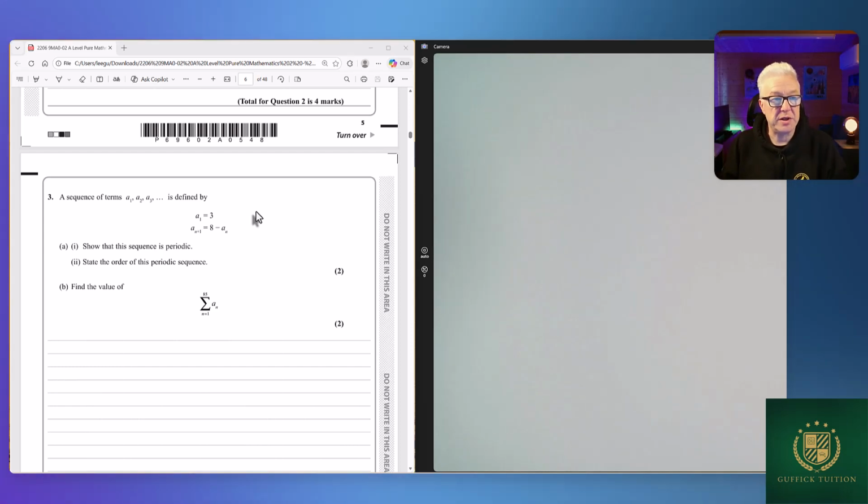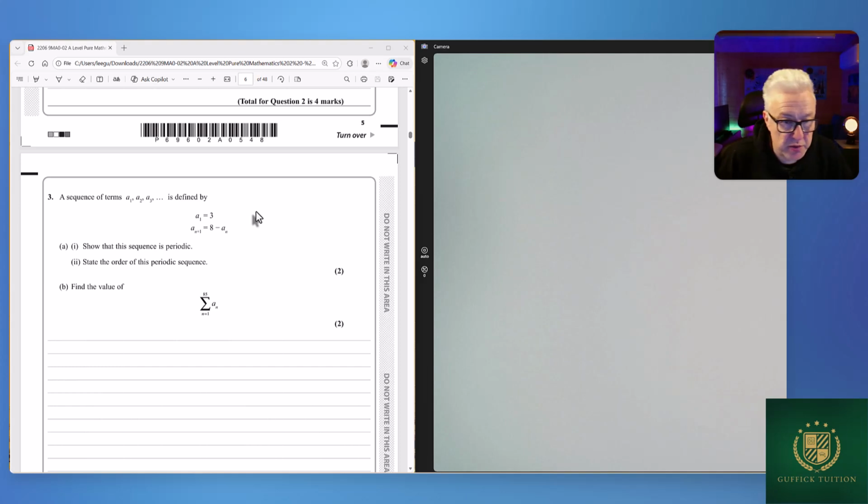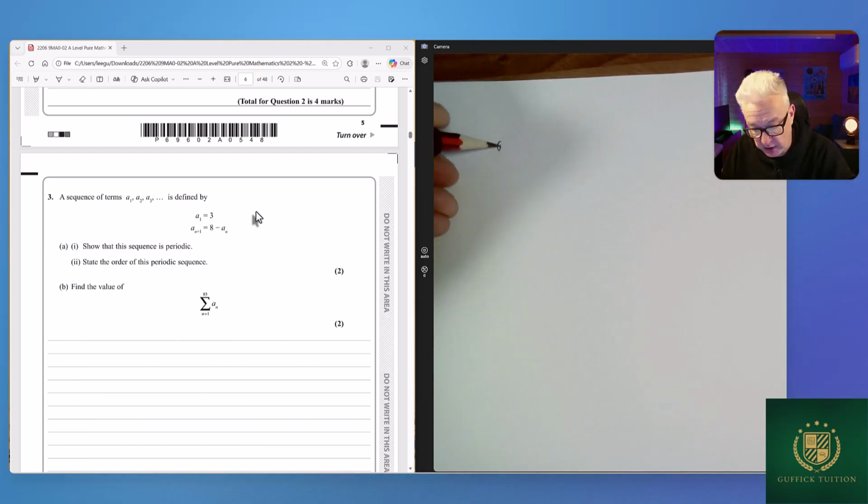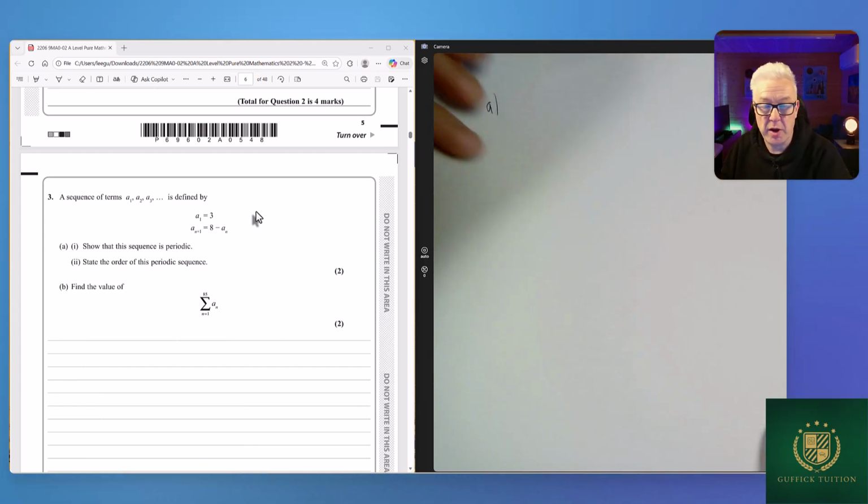Hello everyone, this question says, it's a sequences question, and it says a sequence of terms a1, a2, a3 is defined by a1 is 3 and a(n+1) is 8 minus an. Show that the sequence is periodic. Okay, so I think the first thing to do in any question of this type is to generate the first few terms and see what happens.